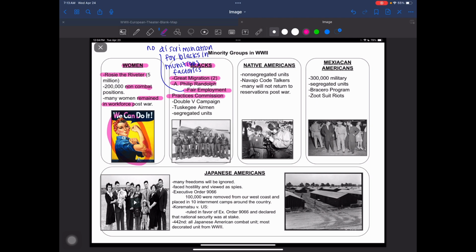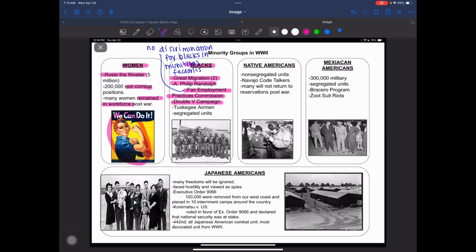The Double V campaign sometimes is credited with being the beginning of the civil rights movement. Sometimes we say that, sometimes we say it was Rosa Parks. But the Double V campaign is the African Americans that were drafted and volunteered to fight. They're going to say, we're going to have two victories. That's where Double V comes from. We're going to have victory over hate and racism in Europe, over Hitler. And then when we come back to America, we're going to start to have that victory here as well.